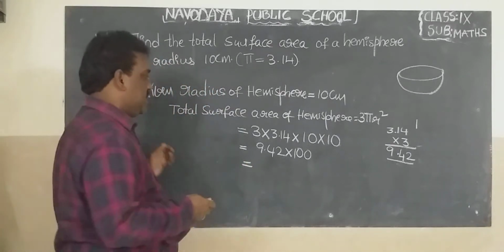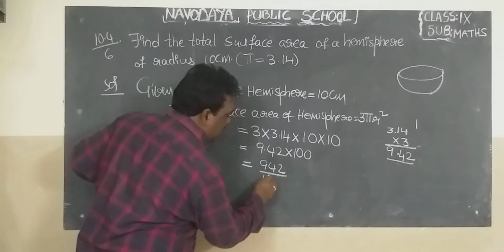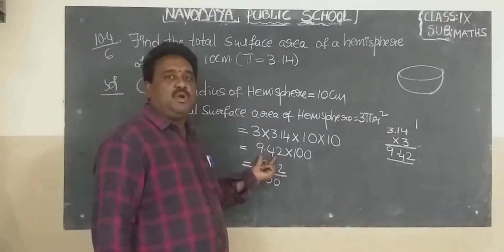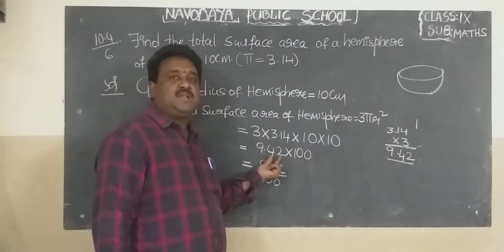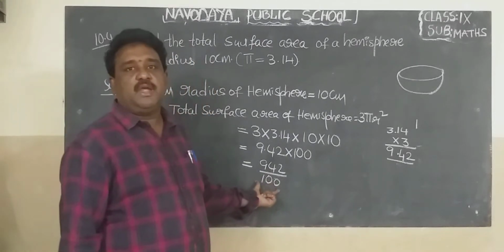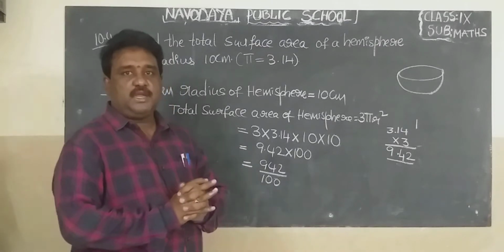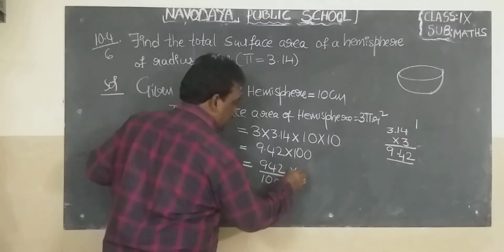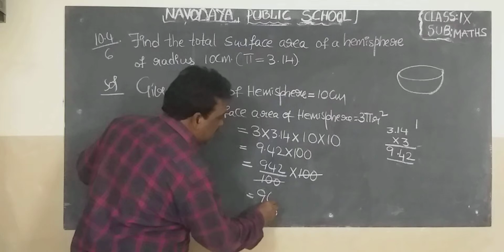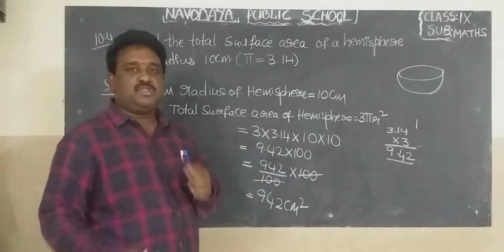9.42 multiplied with 100. How to write 9.42 without decimal? After the decimal, two numbers are there. If you want to write without decimal, what number to write in the denominator? 100. So 9.42 can be written as 942 by 100 into 100. Then cancellation, 100 cancels. 942 centimeter square.